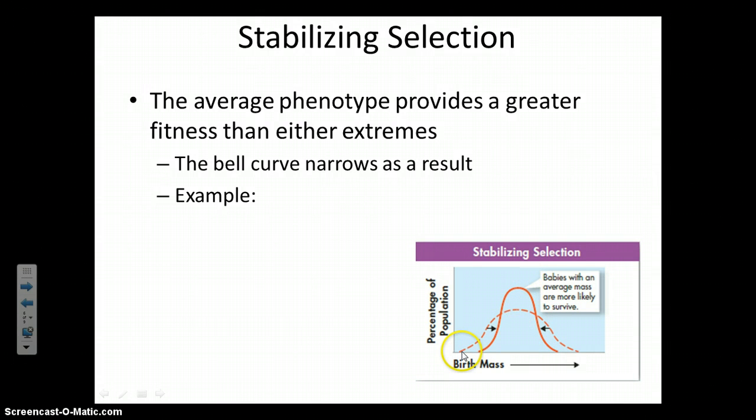So we start out with a wider range of phenotypes, and stabilizing selection causes the bell curve to get a little bit more narrow. And so we have more individuals that are average and fewer individuals that are on either of the two extremes.